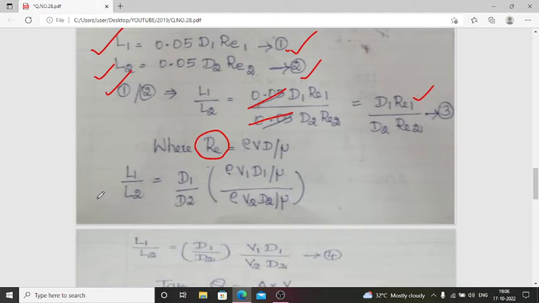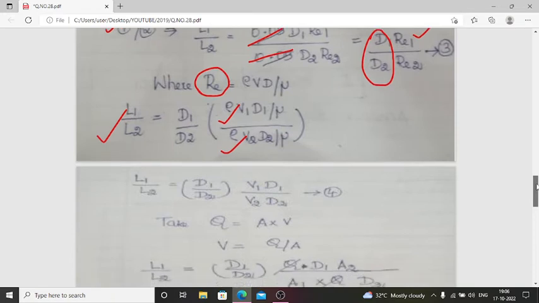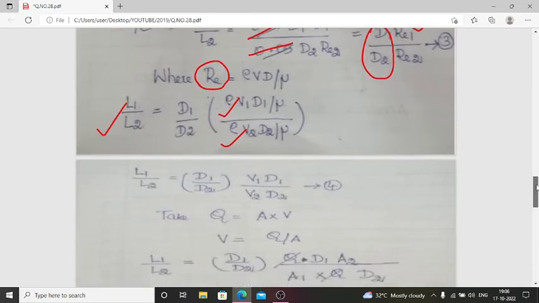So here L1 by L2 is equal to, already we have d1 by d2, into RE1 by RE2. So RE1 means rho V1 d1 by mu divided by RE2, rho V2 d2 by mu. Density and viscosity of both pipes are the same. The fluid is an incompressible fluid, so we should take density as a constant, and viscosity also the same value. Why? Because the fluid is the same fluid.